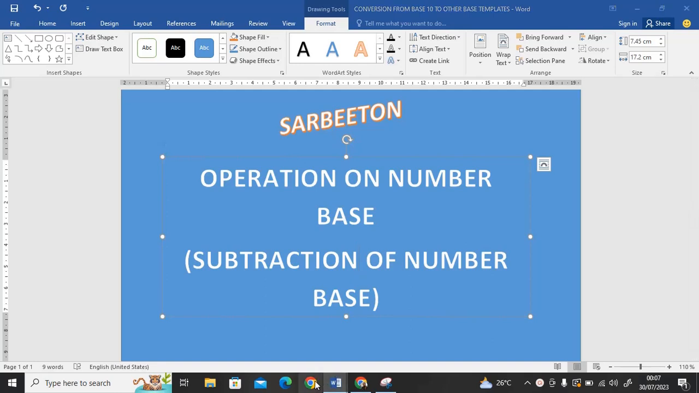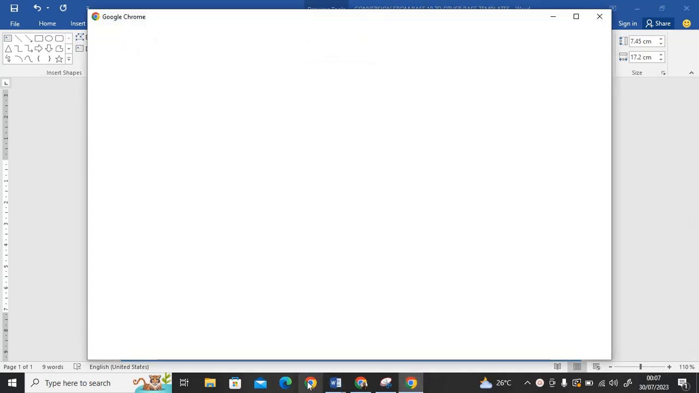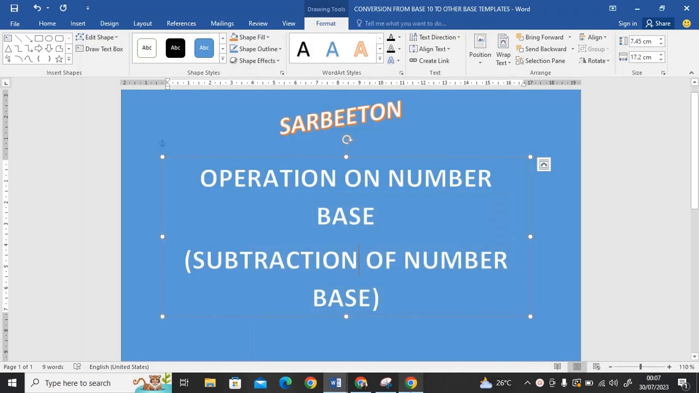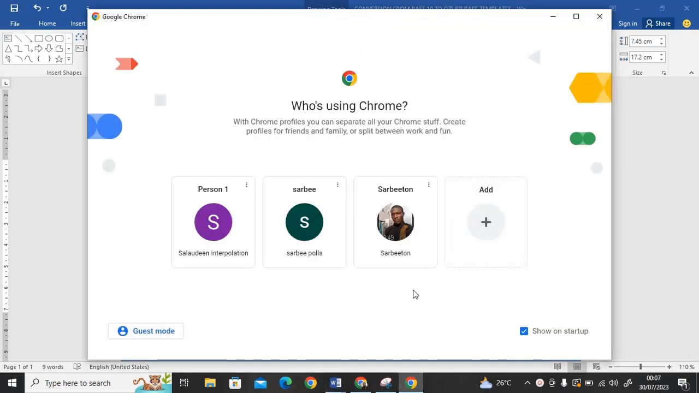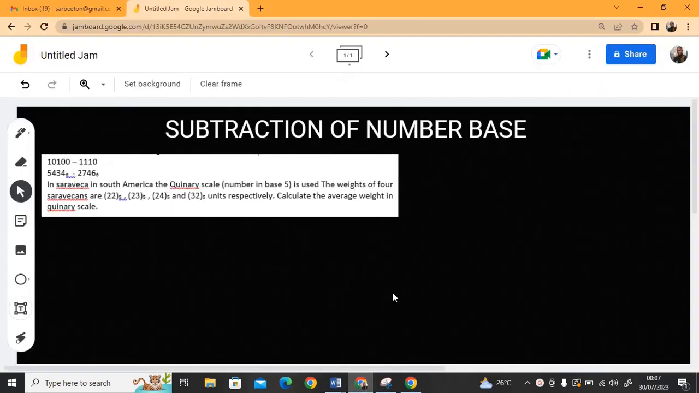This is subtraction of number base. So we're going to look at some questions under this subtraction of number base. Let's look at this. We are going to look at this question. Subtraction is a little bit tricky compared to addition. Addition is just straightforward, but subtraction, you have to be mindful of how you solve the question under it.